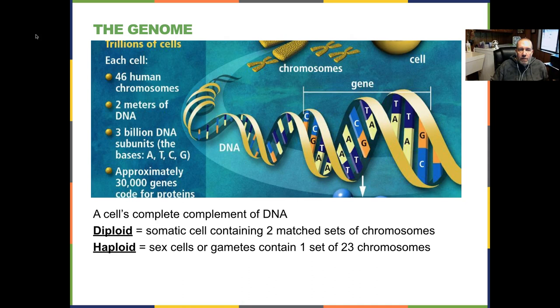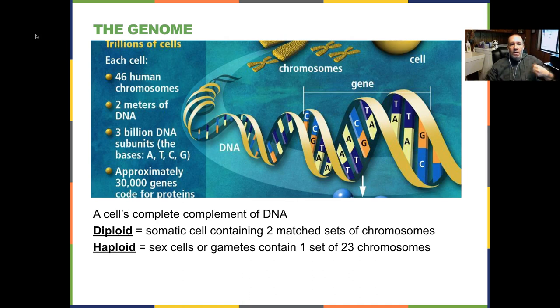And that information is contained in every one of our cells. Each of our 46 chromosomes codes for everything about us, every characteristic about us: 3 billion DNA subunits composed of only four bases, adenine, thymine, cytosine, and guanine, and then 30,000 genes that code for proteins. And again, that's just proteins. That's not everything about a human.